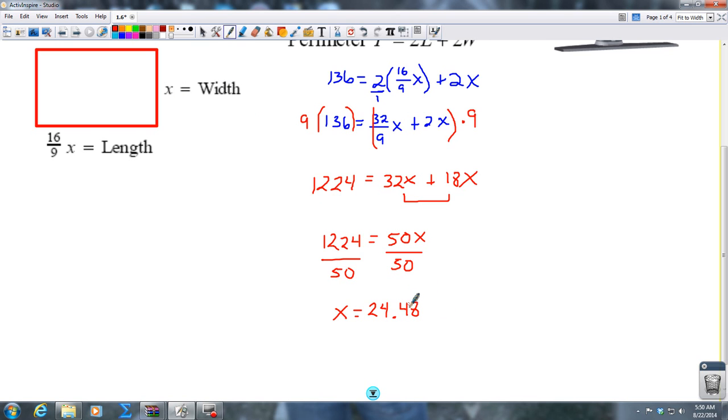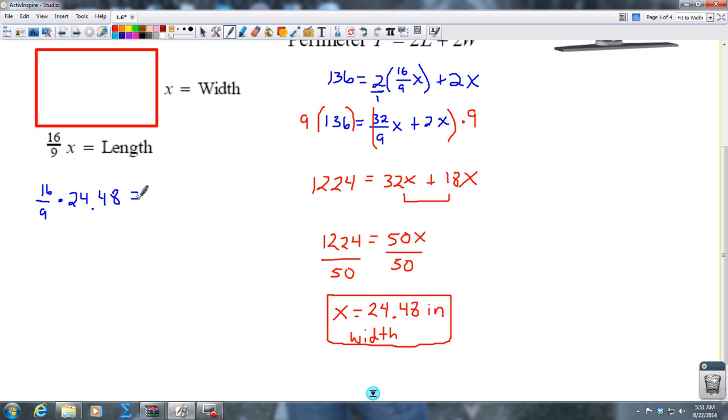So that means this is the width. I'll put the word width here. And in the directions, it tells you that these measurements are in inches. So here's one of our answers: 24.48 inches. Now, if we want to get the length, we take 16 over 9 and multiply that by x, and x in this case is 24.48.